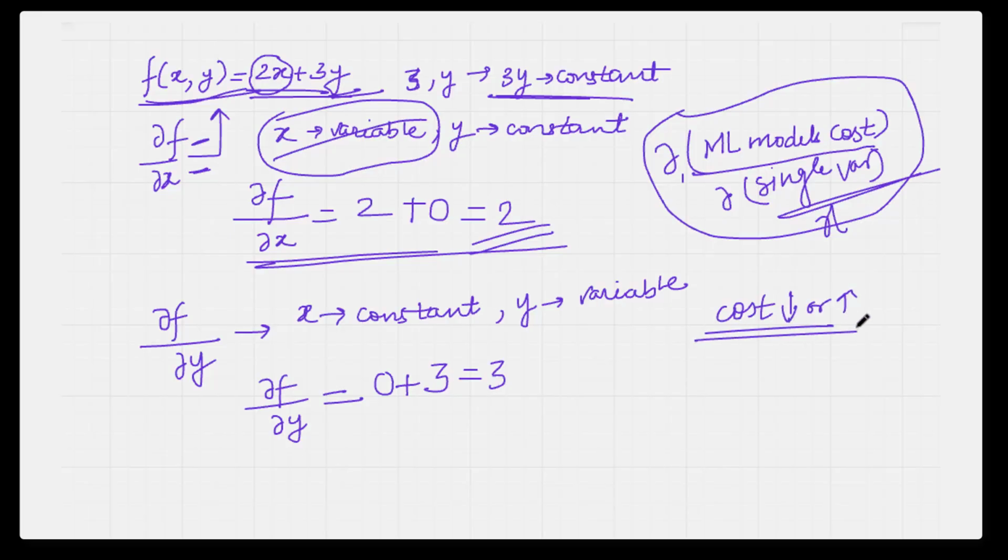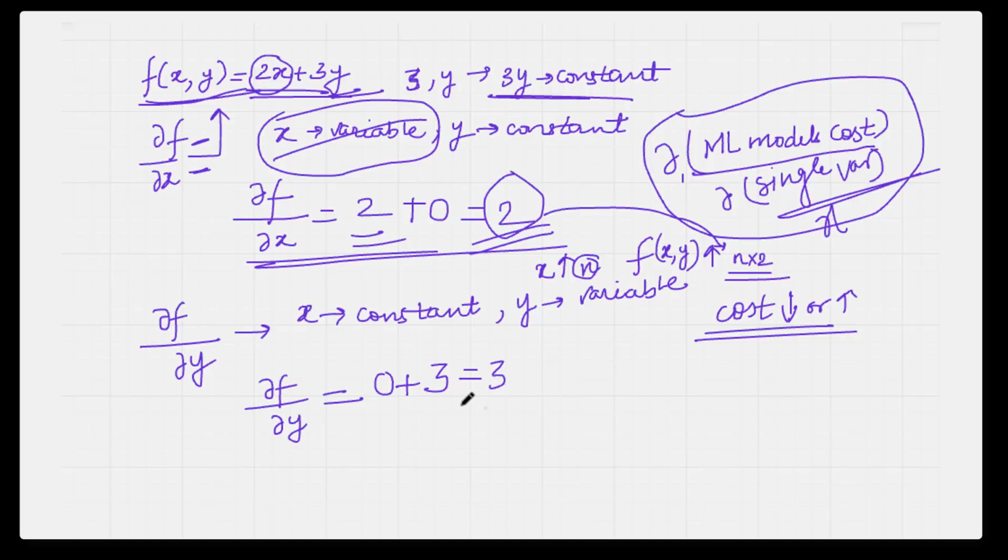Now we can see we got del f by del x as 2. That is a positive value, right? So if del f by del x is positive, it translates to this: if my x increases by some small value, say n, then my whole function f also increases by that small value times 2. Why? Because of this 2.